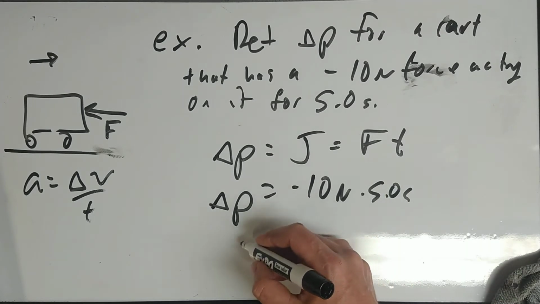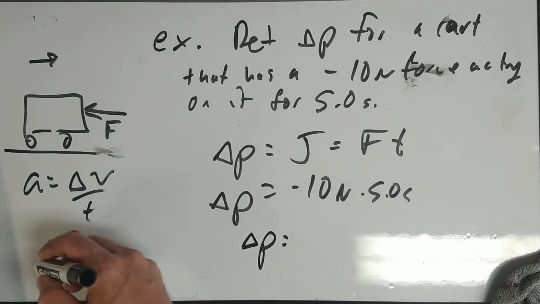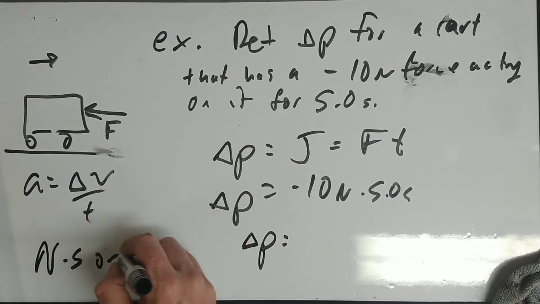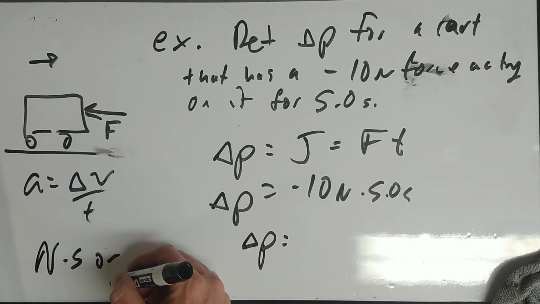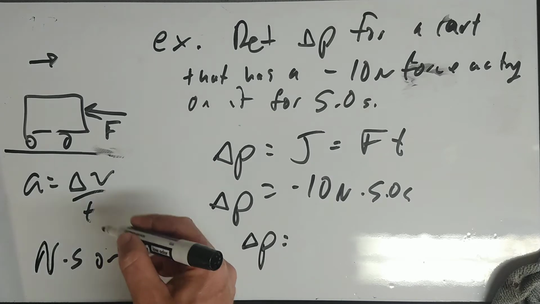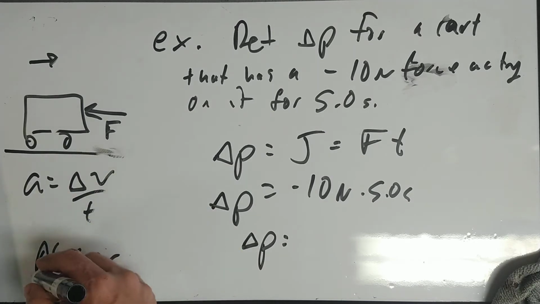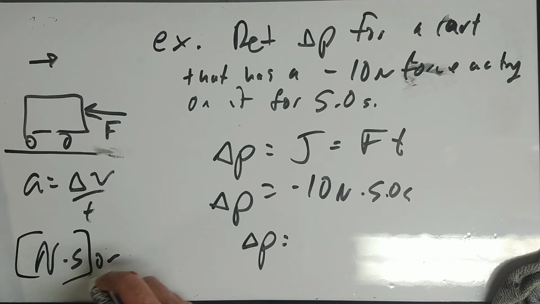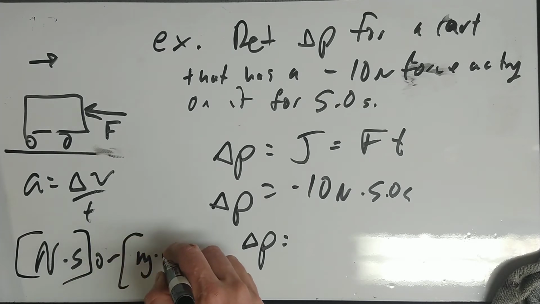That was dumb. Sorry about that. The units are Newton seconds. Do you know why I said that? Because a joule is a Newton meter, and J is, that's nonsense. Sorry about that. Newton seconds, or kilogram times meter per second.